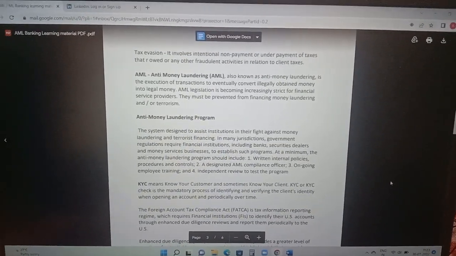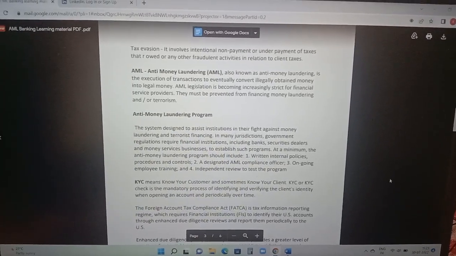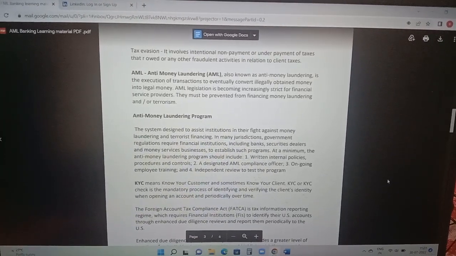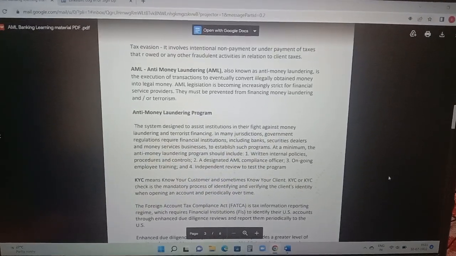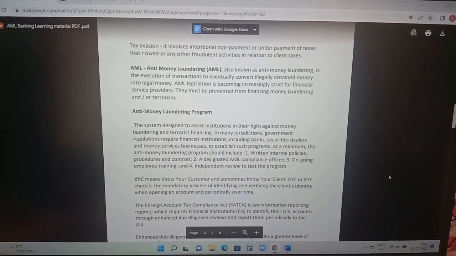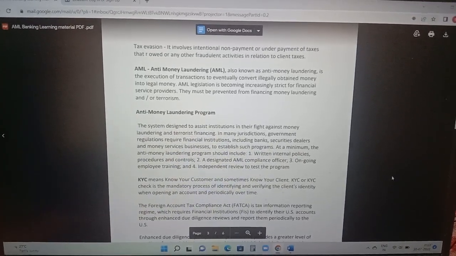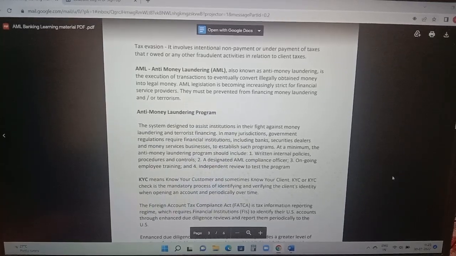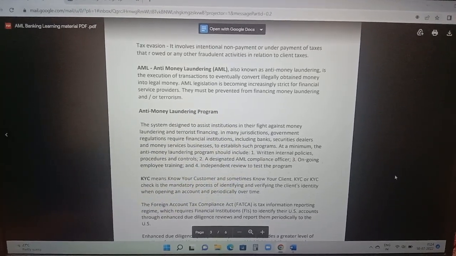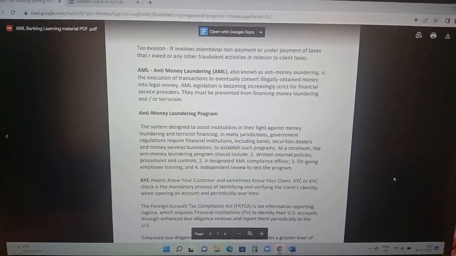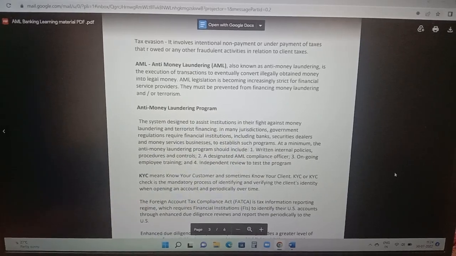Now let's talk about AML. AML is the execution of transactions to eventually convert illegally obtained money into legal money. I'm repeating again, the execution of transactions to convert illegally obtained money into legal money. AML legislation is becoming increasingly strict for financial service providers. They must be prevented from financing money laundering or terrorism.